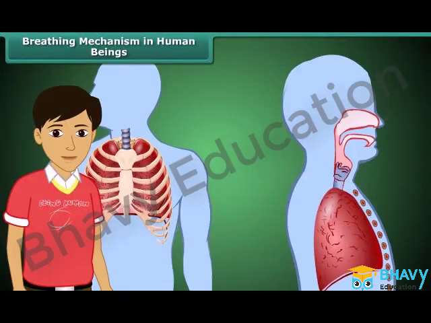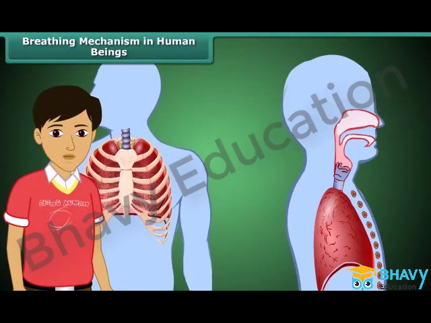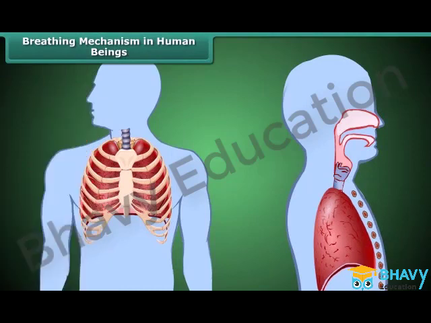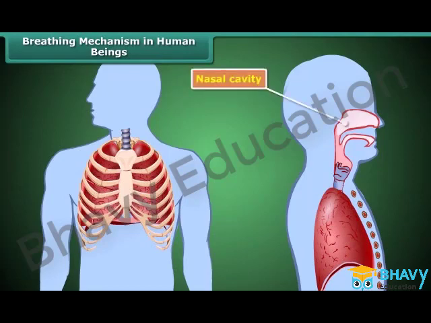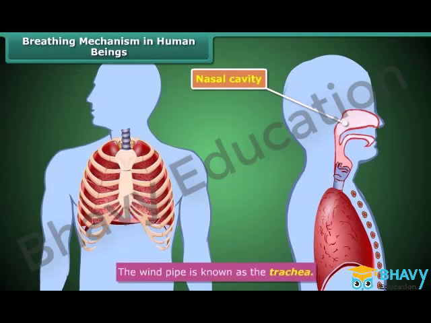Let us now understand how breathing occurs in human beings. First, we inhale air through our nostrils. This inhaled air passes into the nasal cavity. Here, the air is filtered and heated. From the nasal cavity, the inhaled air passes down the throat and enters the windpipe known as trachea. From the trachea, it reaches both our lungs, which are present in the chest cavity.